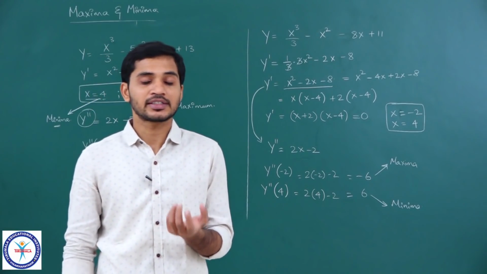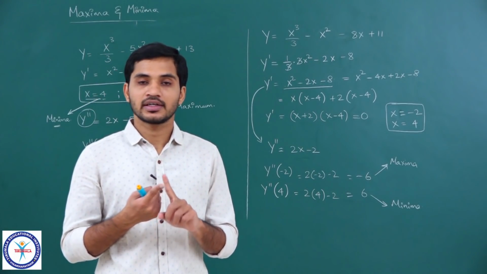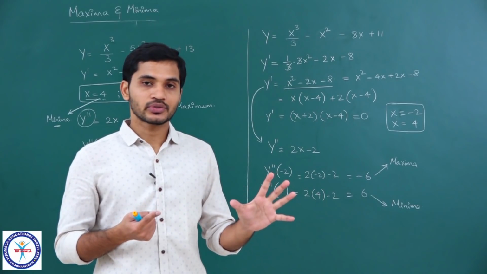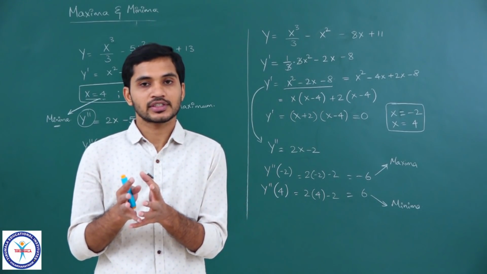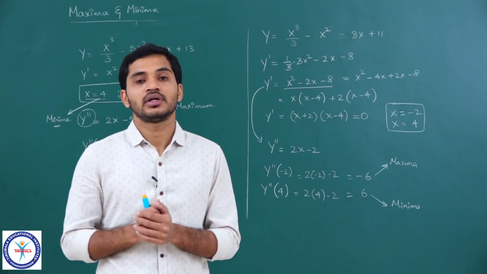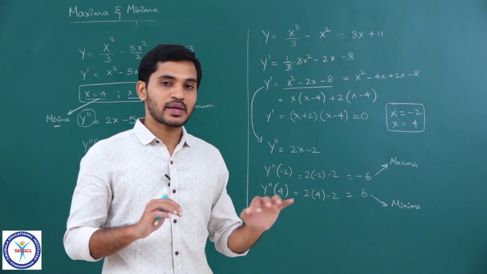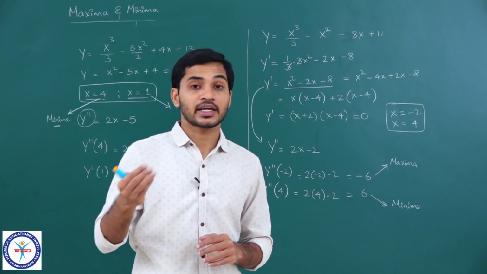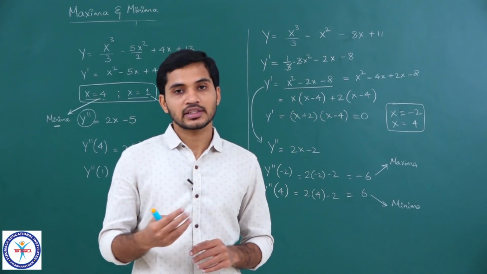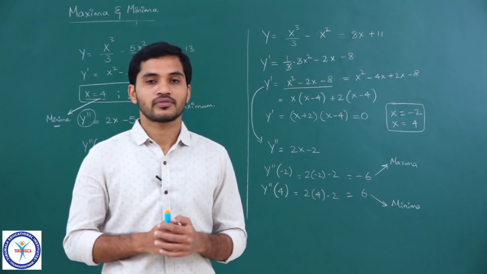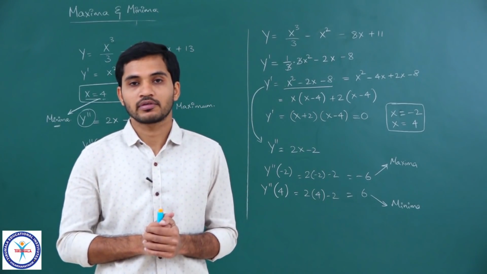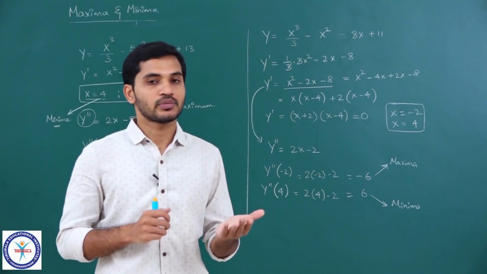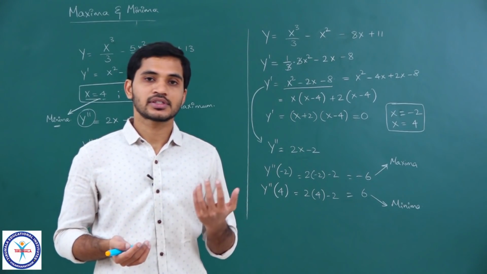So the steps are pretty simple. First you find f dash of x and equate it to 0, you will get the values of x for maxima and minima. To separate which is maxima and which is minima, differentiate that once again. So find the second order derivative and check its value at the earlier values which you calculated. Clear? Positive means minima, negative means maxima.